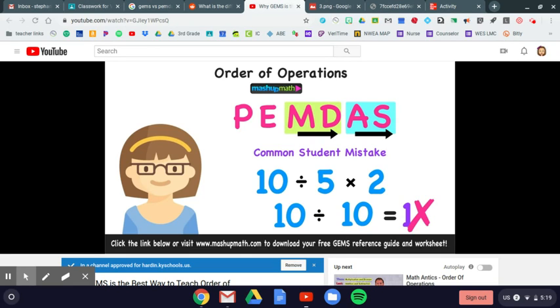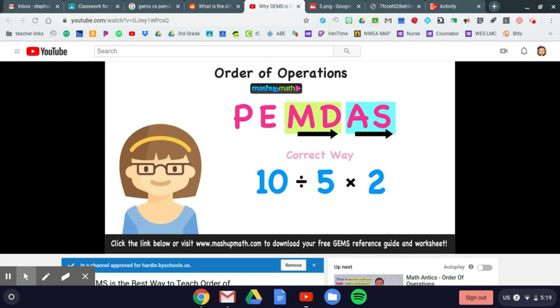I have to follow the order of operations and remember to go from left to right. So I always find the 10 divided by 5, and do that part first. 10 divided by 5 is 2. Put the rest of my equation back. 2 times 2 is equal to 4. And that's the correct answer because I followed the order of operations in the right steps.